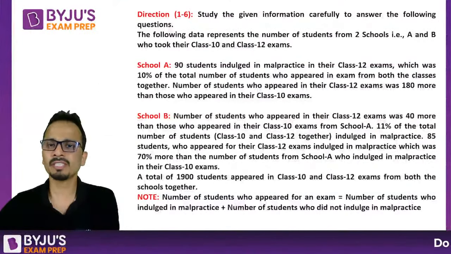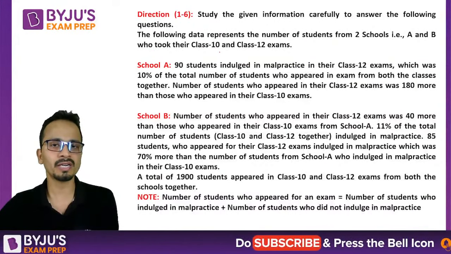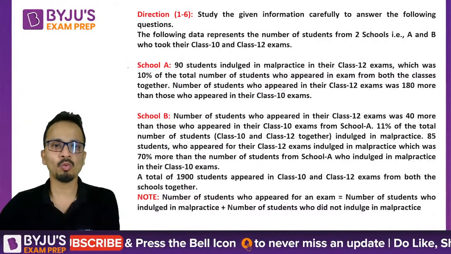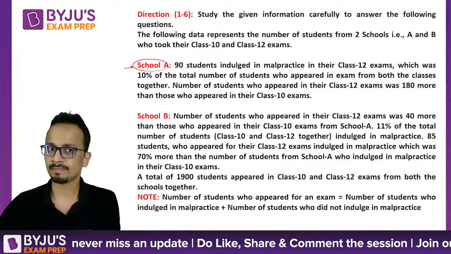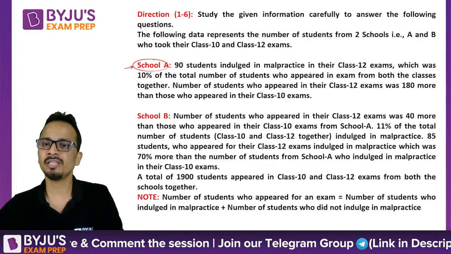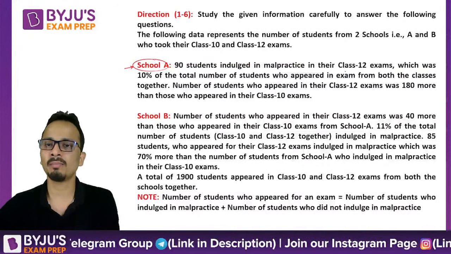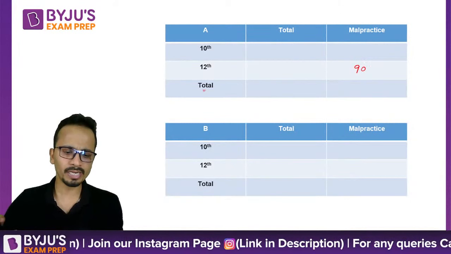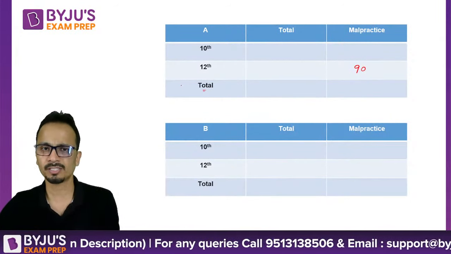Now, the following data represents the number of students from two schools, A and B, who took their class 10 and class 12 examination. School A: whatever information is in the first paragraph is based on school A. In school A, 90 students indulged in malpractice in their class 12 exam. So 90 will be filled here. I'll populate all the data in this table, whatever I fetch from the caselets.